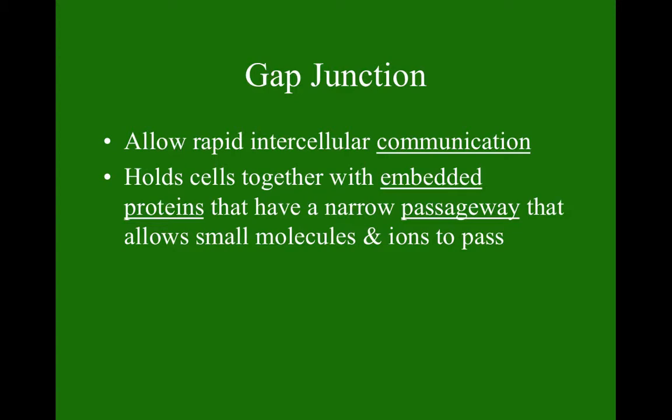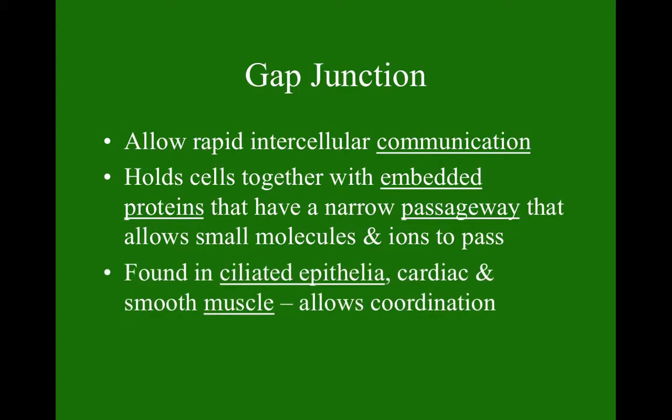communicate with each other. We find this in ciliated epithelia, cardiac and smooth muscle, and what this does is it allows a coordination of the movements with these cells. You'll see cilia, and the cilia have to move in a very coordinated fashion in order to function properly, and cardiac muscle and smooth muscle have to contract in a coordinated fashion in order to function properly. And in order to do that, they have to be able to communicate with each other.